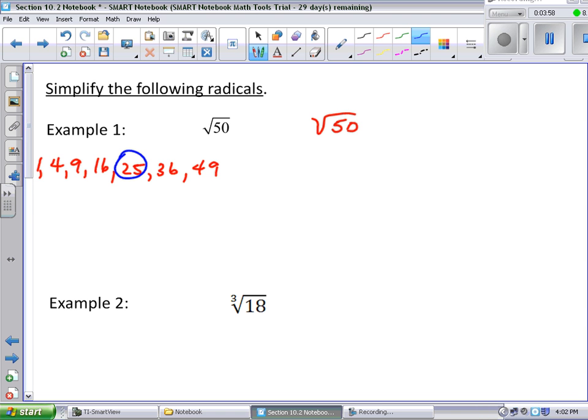25 will go into 50, so I'm going to break the square root of 50 down into the square root of 25 times the square root of 2. And then the square root of 25 will break down into 5 times the square root of 2. This is as far as I want to break this down. The square root of 50 is the same as 5 square roots of 2.